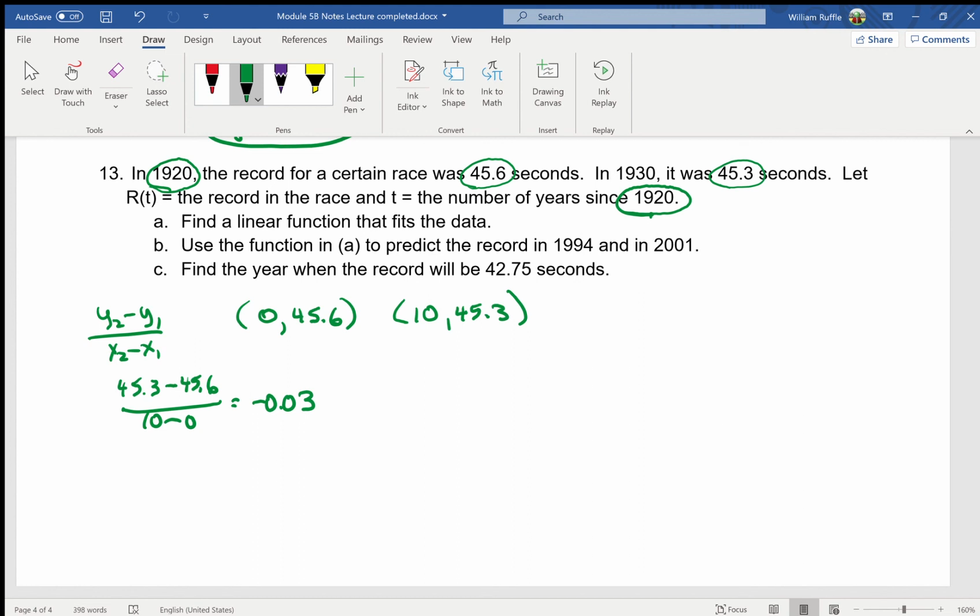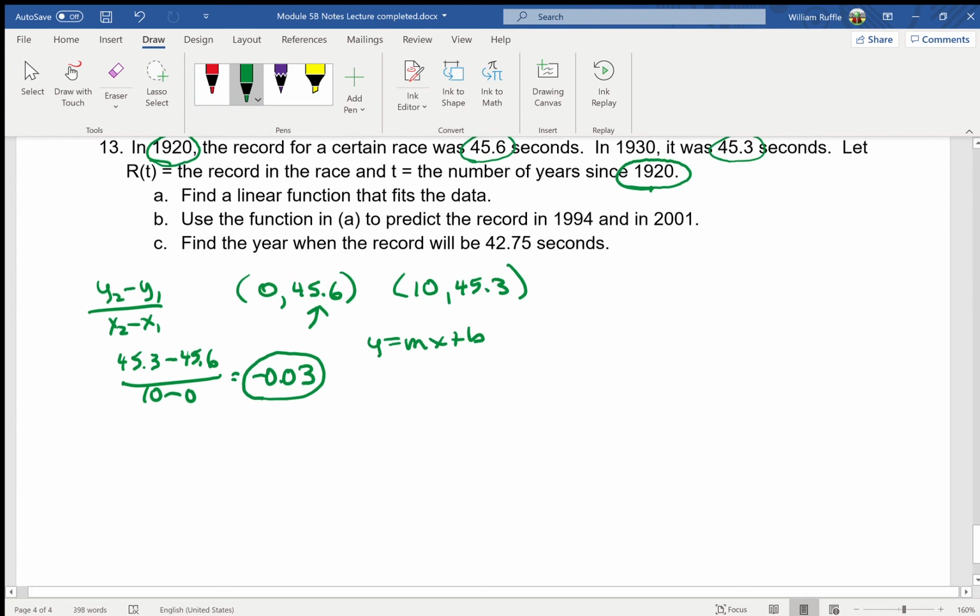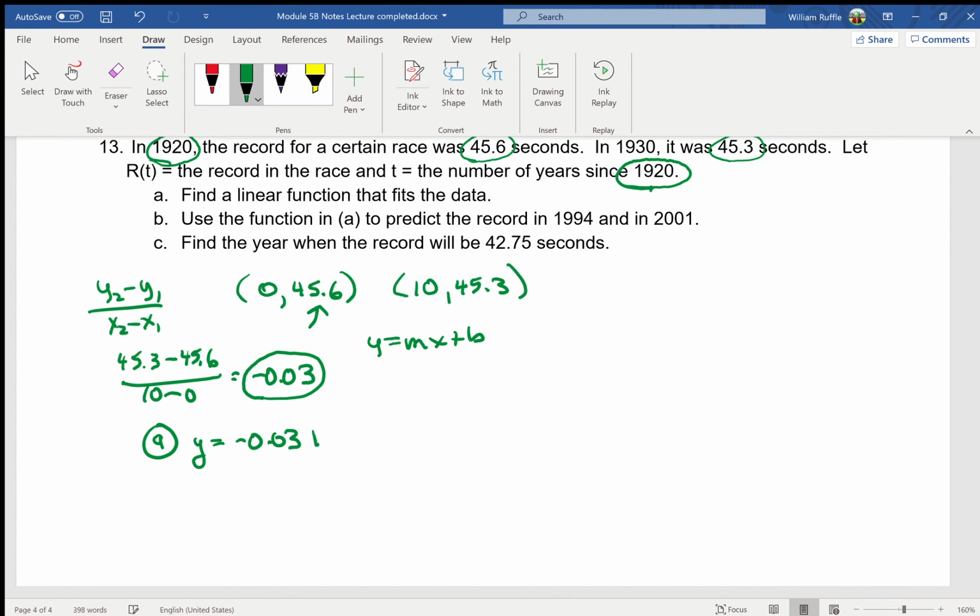Now if I want to write the formula for this, and again I want it in slope-intercept form, my slope is negative 0.03 and 45.6 is my y-intercept. So what I could do is I could just write it in here. So for part A, I'll write it over here. It's really y equals negative 0.03t plus my y-intercept of 45.6.